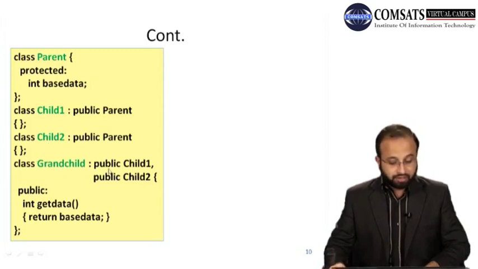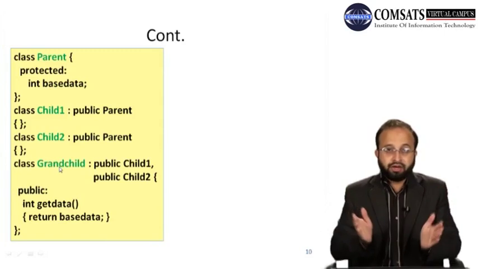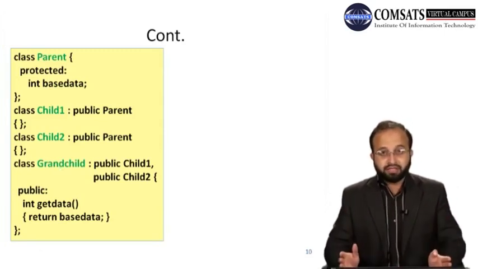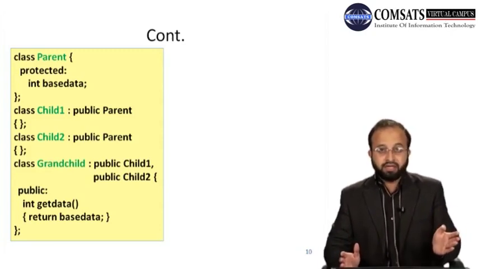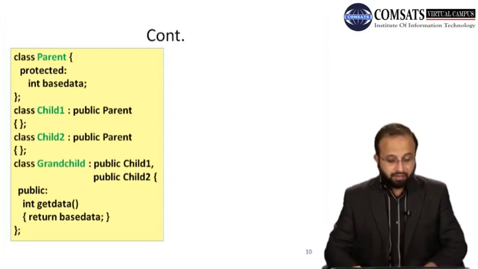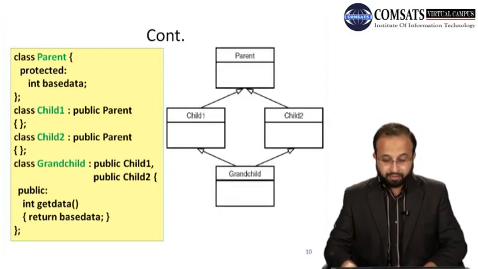Then we have a grandchild class that is inherited from the child 1 and child 2. दोनों classes inherited हो रही है, public inheritance है. And it has a function get data and it returns base data. So base data तो parent class के, but child 1 के पास भी कॉपी है, child 2 के पास भी कॉपी है, और grandchild जो है वो दोनों से inherit हुआ हुआ है. Now confusion क्या होगी कंपाइलर के लिए कि वो base data जो है वो child 1 का access करे या child 2 का access करे, because both have the base data member. ठीक है, base data name से दोनों के पास data member मौजूद है.